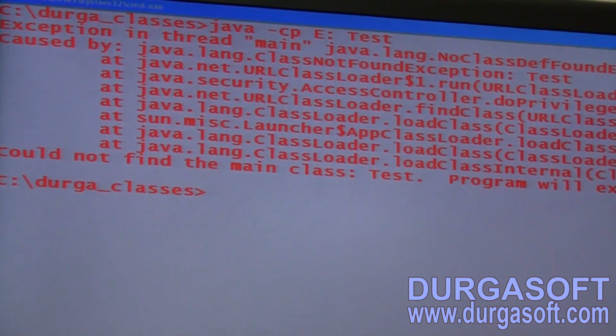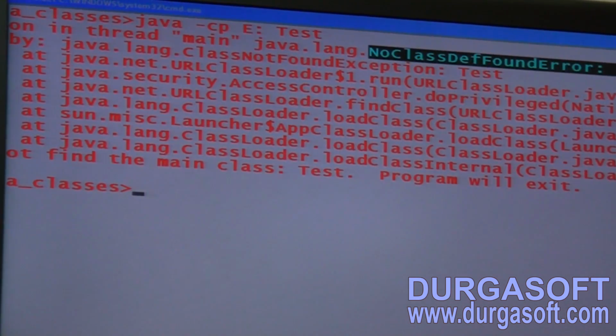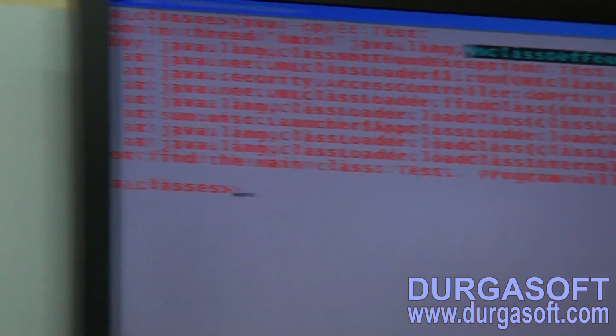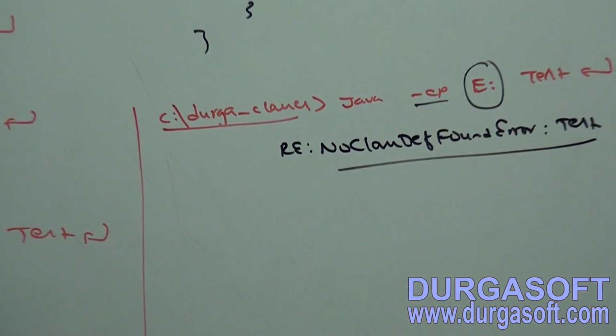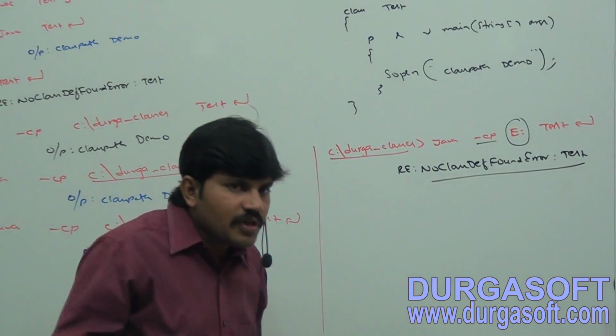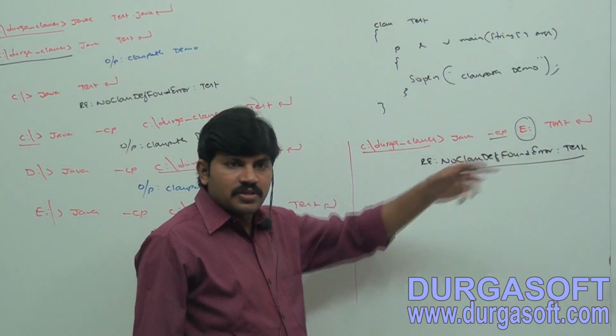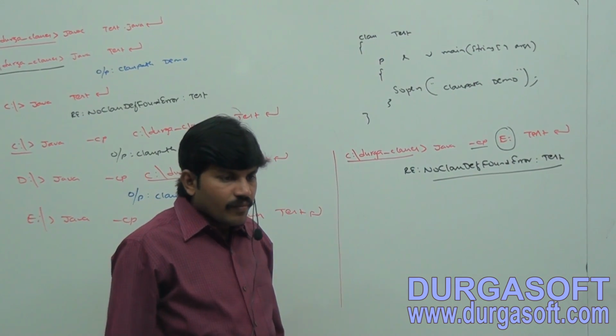No class def found error followed by test. So it's clear, because once we set the class path, JVM won't search in the current working directory. It is always going to search in our specified location. Have you taken this point? Can you please cross check?